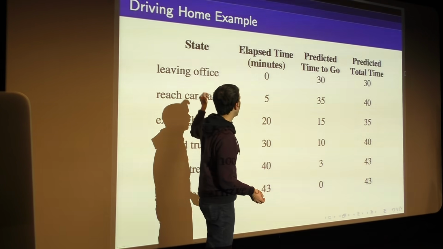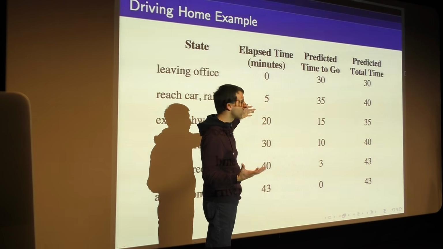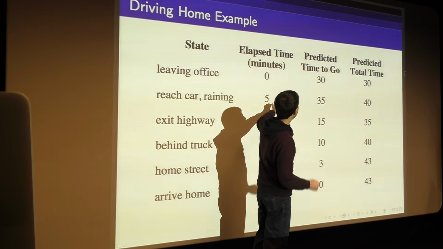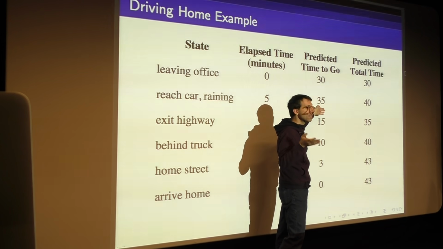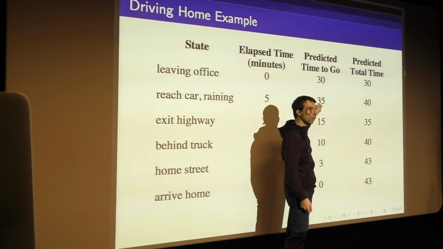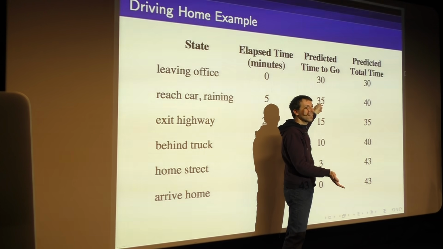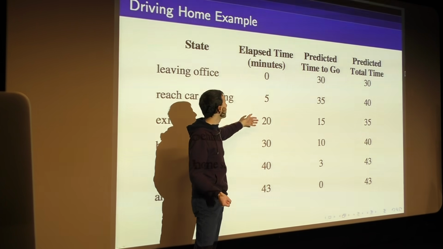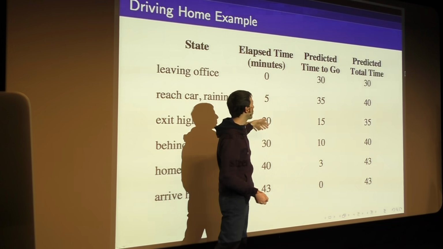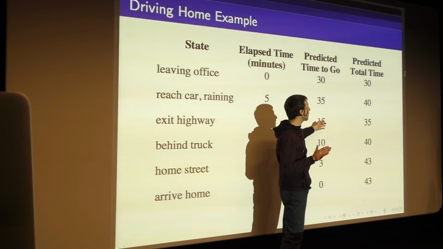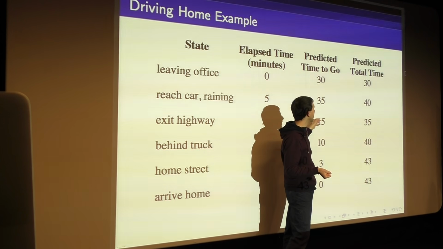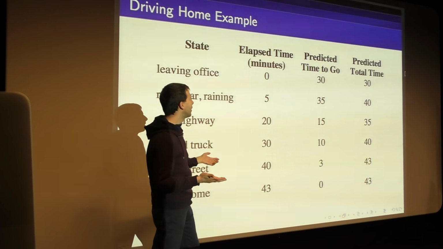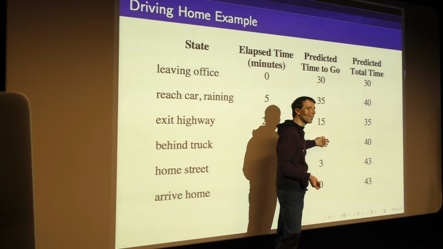But maybe then I leave the office and I reach the car and I see that it's raining, and I think, oh, I'll have to drive a bit slower, there'll probably be more traffic. That took me 5 minutes, and now I think it's going to take me slightly longer because it's raining. So I think it's going to take 35 minutes to get to the office now, giving a total of 40. Next step, I get off the highway, and that's taking me 20 minutes. And now I think, okay, that went a bit smoother than I expected, so now I think there's only 15 minutes to go, giving a total of 35. Then I get stuck behind a truck and think, oh, actually it's going to take me a bit longer than I thought, so now I increase this.